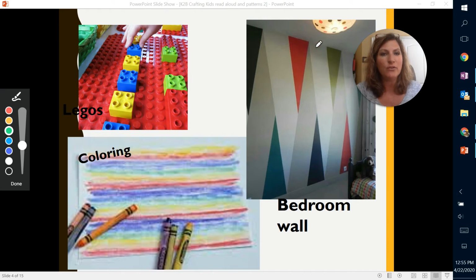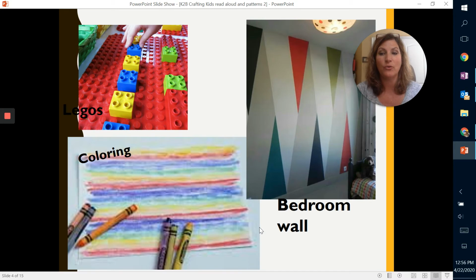And then over here on the wall, there's actually a pattern on the wall, like in a bedroom, and they use triangles to create a pattern. They have the blue, the gray, the green, the yellow, and the red. So they have 1, 2, 3, 4, 5 colors, but then they actually threw in a green over here too. But that is an example of a pattern on the wall.